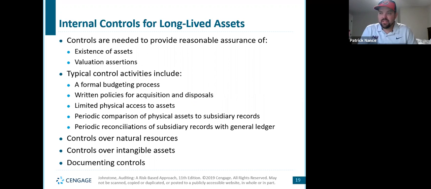Typical control activities include budgeting processes. Who's got the right to say you can and can't buy PP&E, property, plant, and equipment, written policies for asset acquisition and disposal, limited physical assets or access to assets, periodic comparison of physical assets. I'd also add to this list capitalizing policies, where I don't even think about capitalizing something unless it's over a certain dollar amount. Most companies don't want to mess with it, even if it is technically a fixed asset, if it's a small dollar amount, it might not be worth capitalizing in the first place.